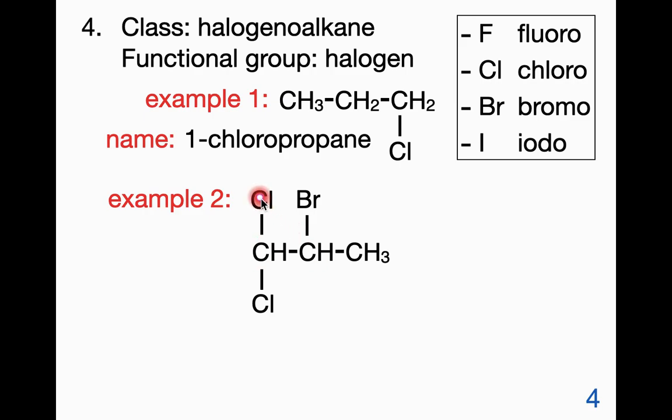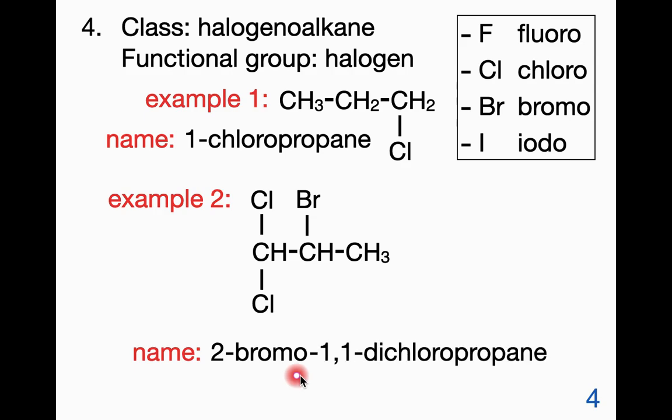And also we have 2 chlorines, so that would be dichloro. Remember that if we have identical branches, we use di, tri, or tetra to represent the number of them that we have. So the name of this would be 2-bromo and then hyphen 1,1-dichloropropane. So again, no spaces anywhere.